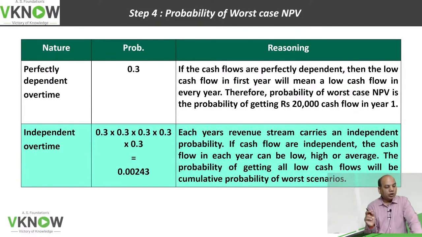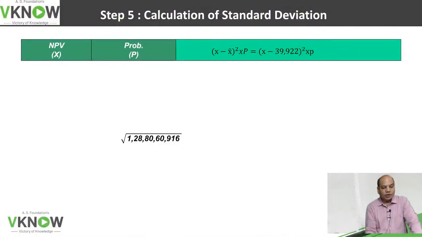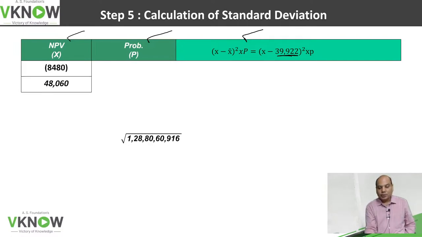Compute standard deviation and coefficient of variation, assuming that there are only three streams of cash flow, which are represented by each column of the table with the given probabilities. So write down, calculation of standard deviation. You are given a probability distribution table. You have to find standard deviation. Three columns we will draw. First column NPV, second column probability, third column x minus x bar square into probability. The x bar means expected NPV. What is x bar here? X bar, this is expected NPV already calculated, square into probability.